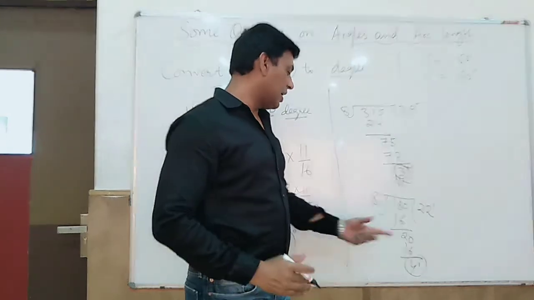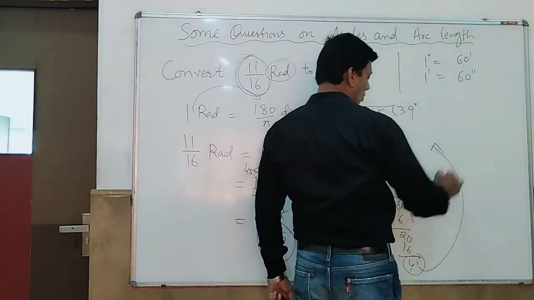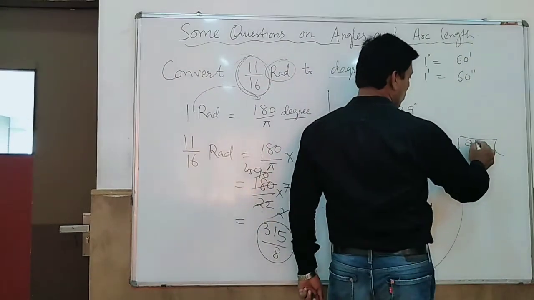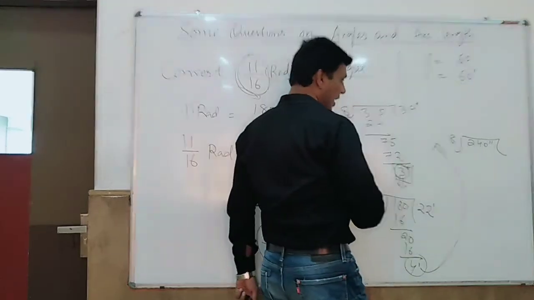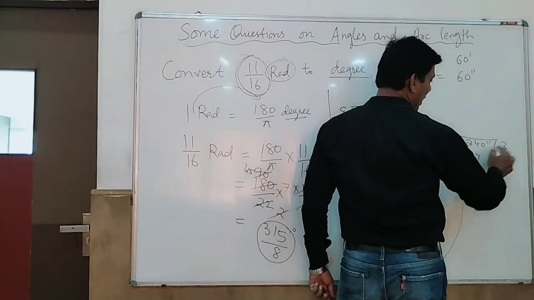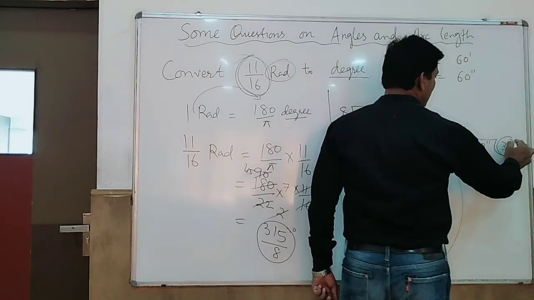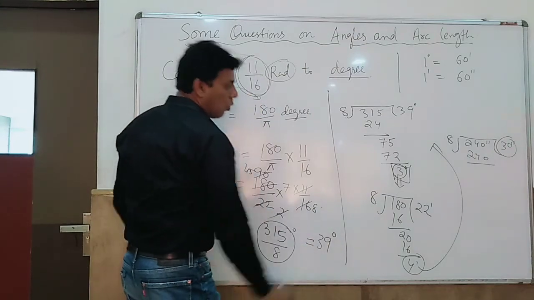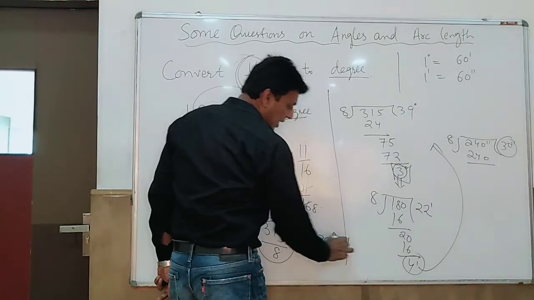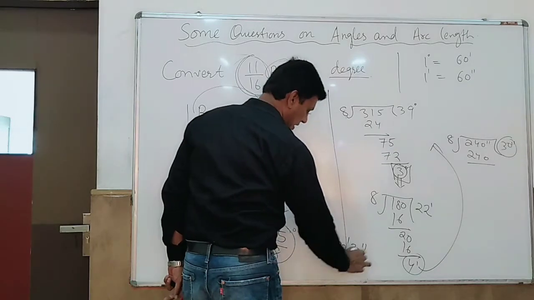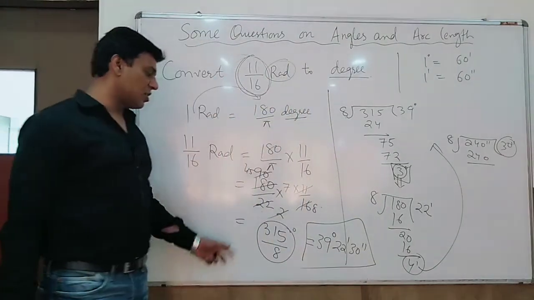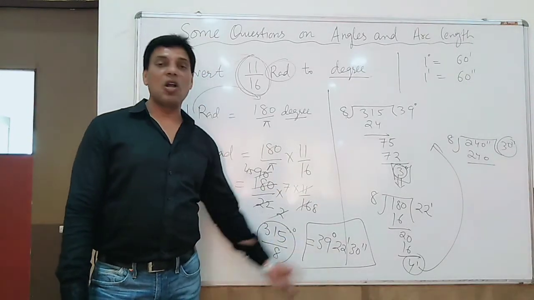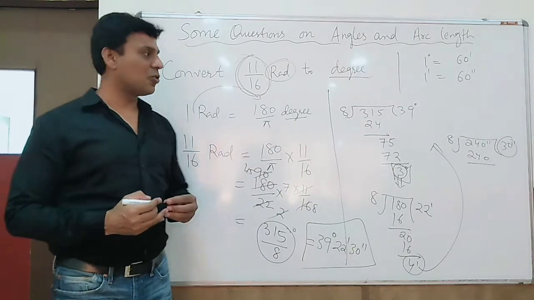Now I can convert it into seconds. 4 minutes can be converted into 4 into 60, that is 240 seconds, and I am dividing by 8. Now 8 3s are 24 and 0 as it is, so 30 seconds. So this angle can be written as 39 degree whole, then 22 minutes, then 30 seconds. This is why I have chosen this question. Sometimes you have to express degree into the smaller portions. So keep watching for more questions.